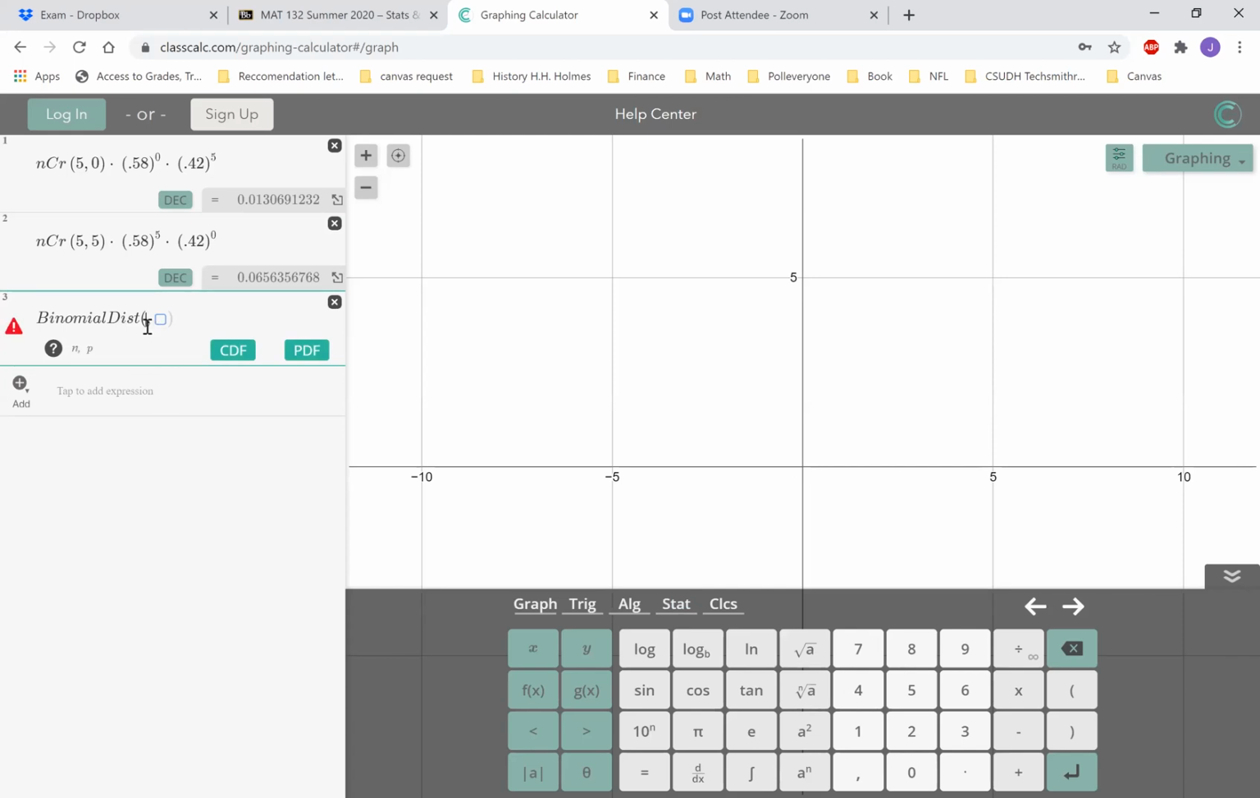If you look right here, it wants the n and it wants the p. For the last problem that we did, n was how many children did we randomly select? We randomly selected 5. If you remember, p was the probability that a child gets car sick, and they gave 0.58. Everybody good on 5 and 0.58 for binomial distribution? All right, yes. Right now, don't worry about the CDF or PDF. Just worry about this magnifying glass, so you want to click on this magnifying glass.